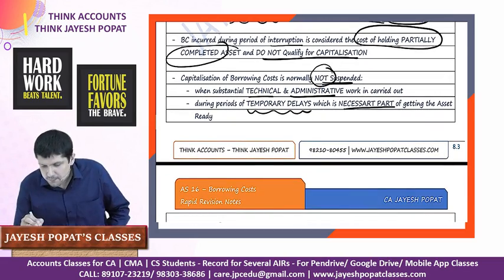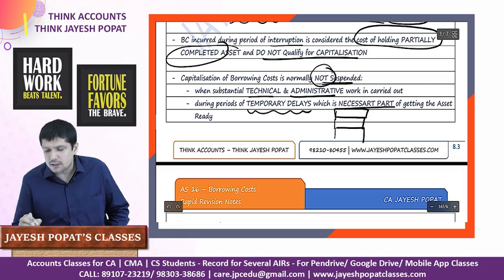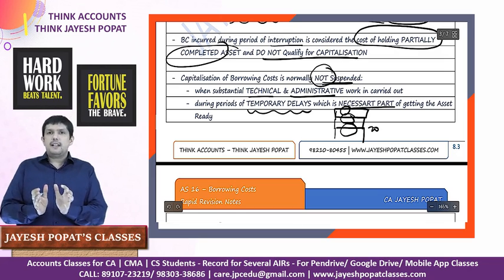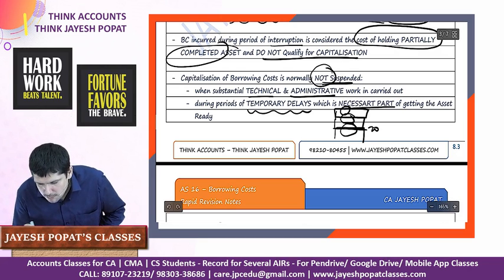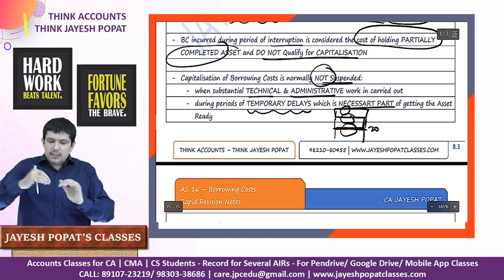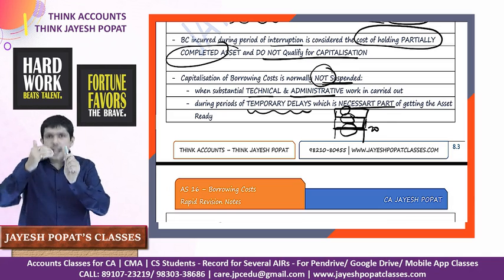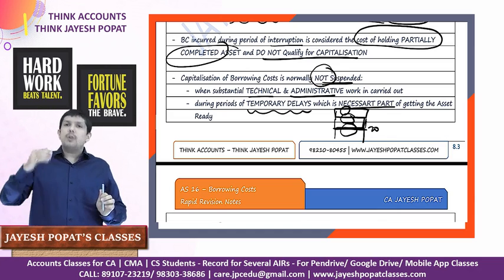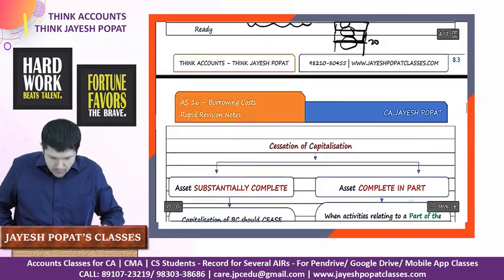I could give you an example. Let's say when construction of a building is there, you do casting of the first floor, then you do the casting of the second floor, then you do the casting of the third floor. These castings take, let's say, 20 days to solidify, right? You need to stop the work for 20 days so that this casting could actually become concrete, and then you do the next floor. So there are temporary delays, but this temporary delay is part of the work. It has to be stopped if the asset has to be constructed. So during this interval period, the borrowing cost will continue to be capitalized. You will not suspend the capitalization of borrowing cost.